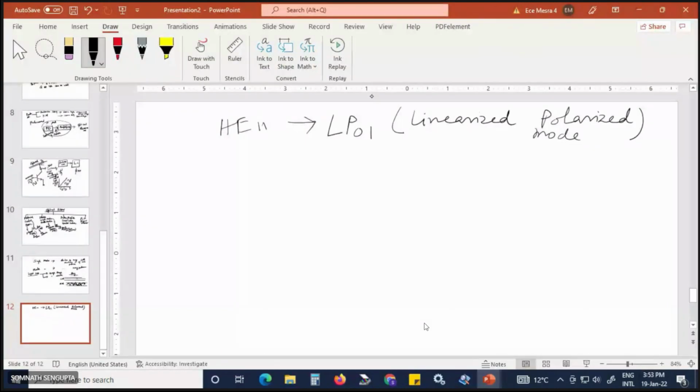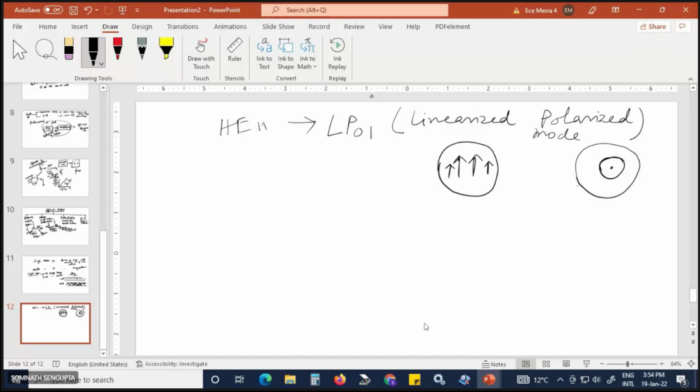If you see the electric field distribution of this LP01, it is actually this kind of electric field distribution, or you could say at the center it is dark. A single spot would be there. LP mode means what? It means degenerate mode. It is generated from HE11 mode only.